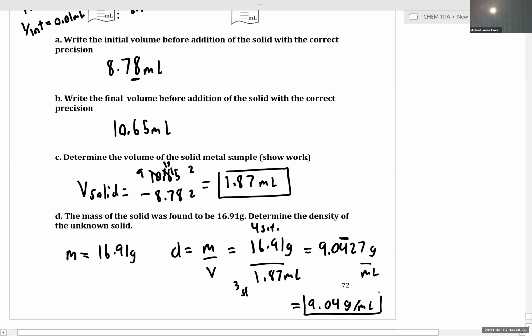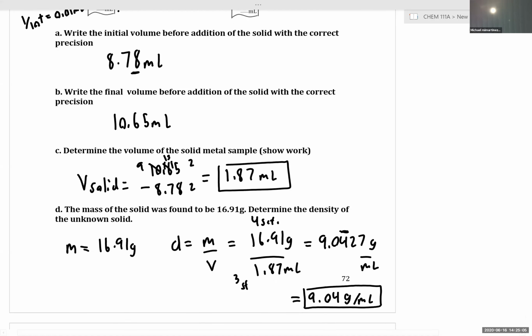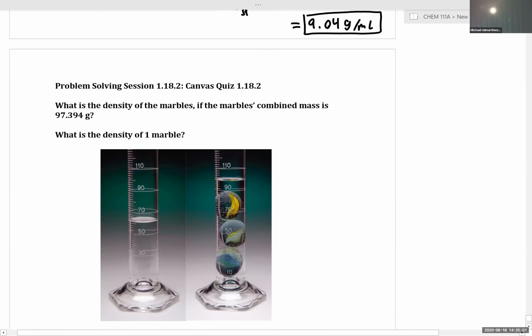So this is an example of a complete calculation for the density of an object using the water displacement method. Any questions on this example? If not, let's test our understanding with the following example.